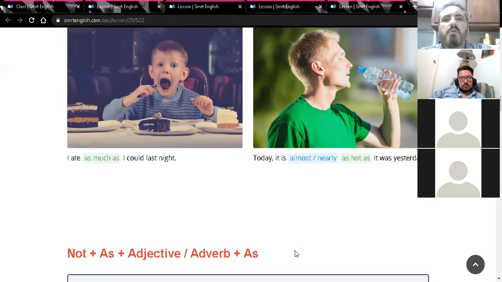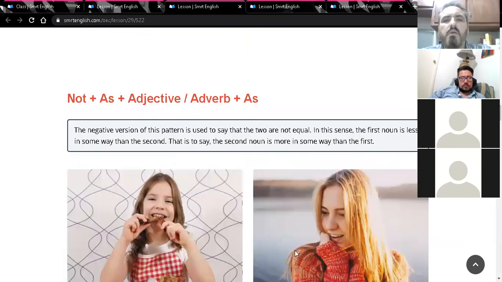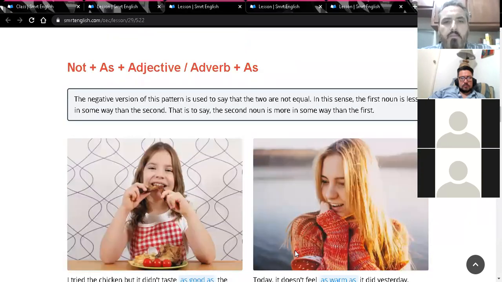Now, not as plus adjective or adverb plus as. The previous sentences we saw were affirmative. Now let's see what happens if I have as in the negative version. So it says in here, the negative version of this pattern is used to say that the two are not equal. In the other one, they were the same. Here, they are not the same. In this sense, the first noun is less in some way than the second. So if it is negative, the first one is less, in terms of the adjective they're talking about, than the second one.